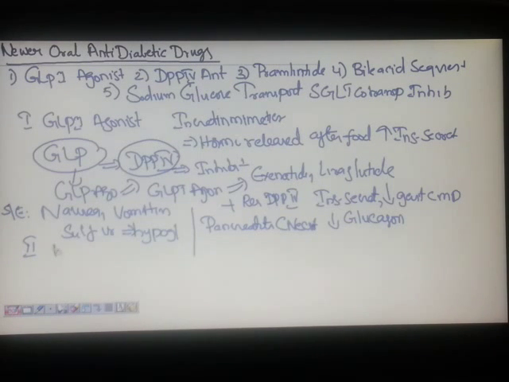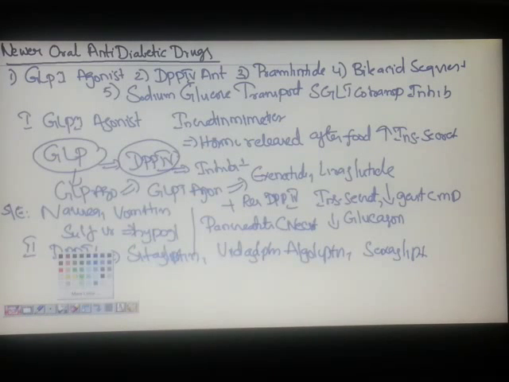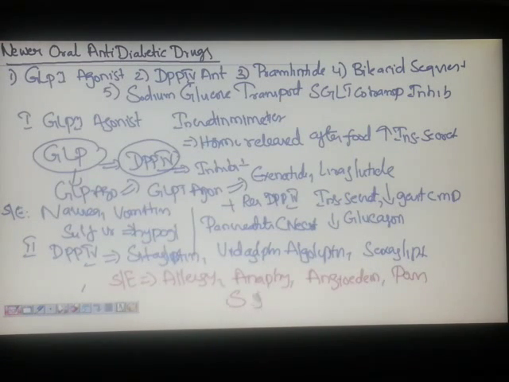Coming to the next group, DPP-4 inhibitors. Drugs are sitagliptin, vildagliptin, alogliptin, and saxagliptin. The side effects of these drugs are, this you have to remember, they can cause allergy, anaphylaxis, angioedema. They also tend to cause pancreatitis, and last one, they can cause Stevens-Johnson syndrome. So these are the important drugs.